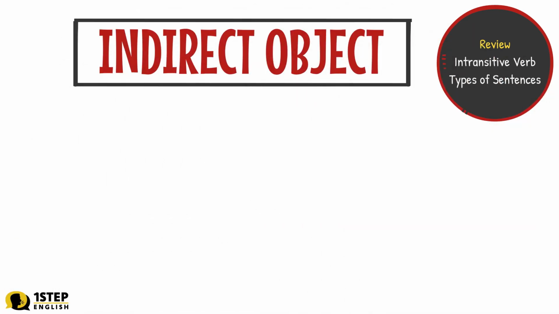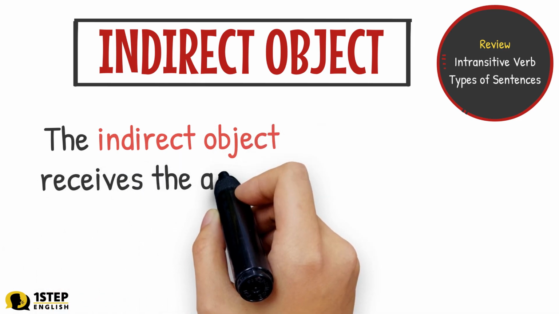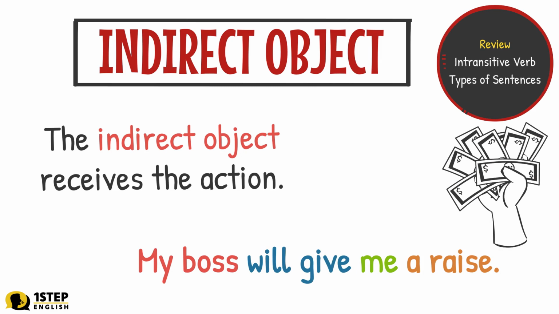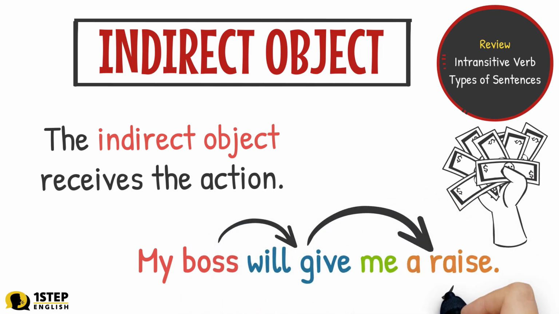Indirect object. The indirect object receives the action. Example: my boss will give me a raise. In this sentence, the words a raise is what will be given, so it is the direct object. But who will receive that raise? Me, the indirect object.